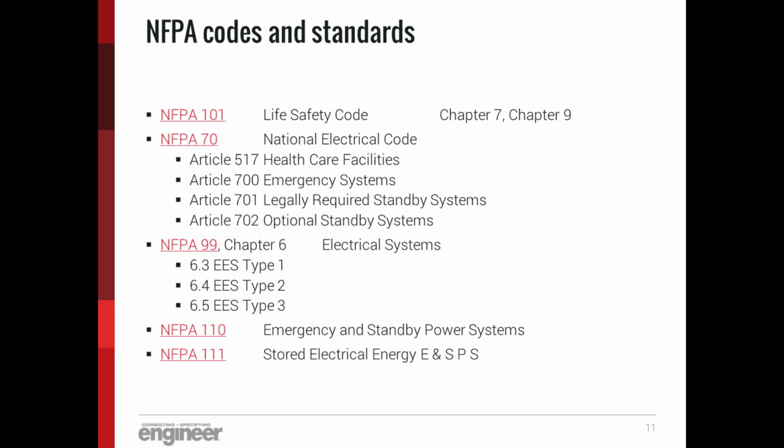NFPA 101, the Life Safety Code, in two of its chapters. Chapter 7 is the chapter on means of egress. Chapter 9 is the chapter for building service and fire protection, which also includes utilities. Those two chapters actually invoke NFPA 110. In the case of the 2012 NFPA 101, it's the 2010 edition of 110 which is invoked.